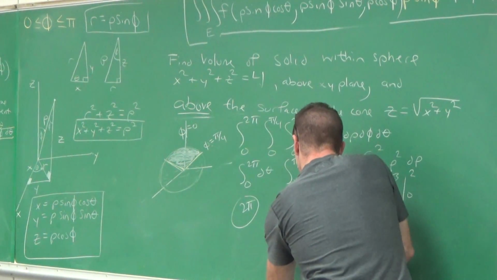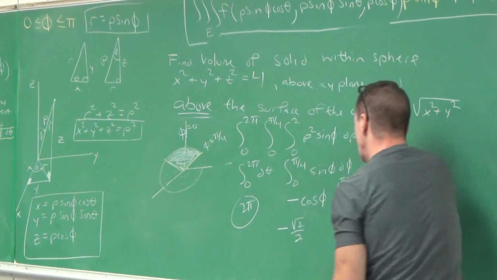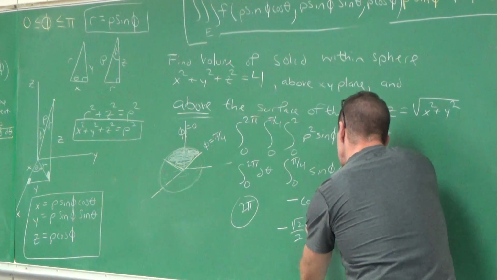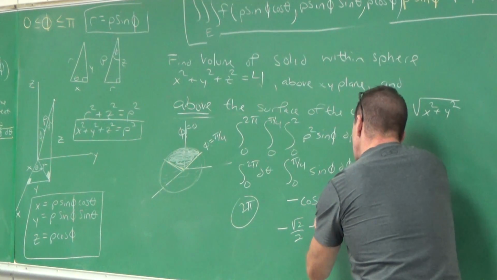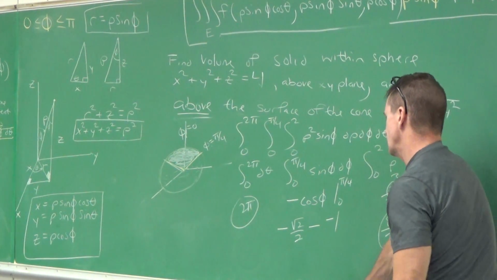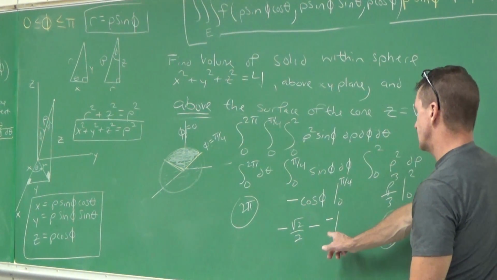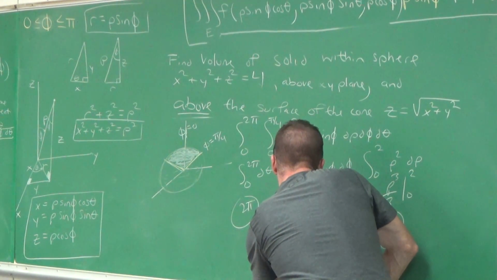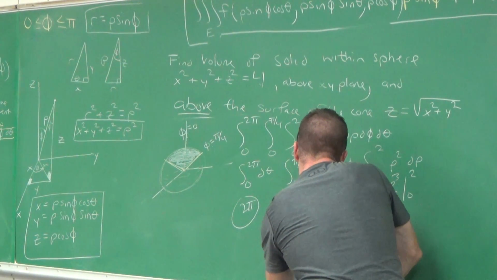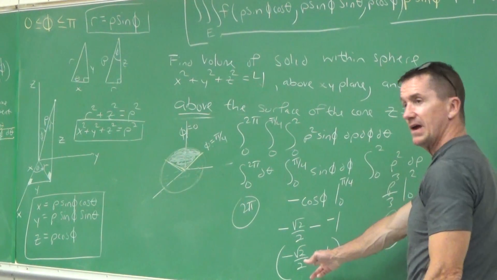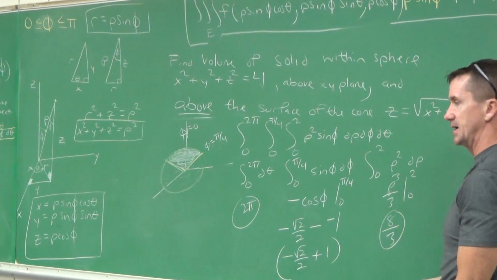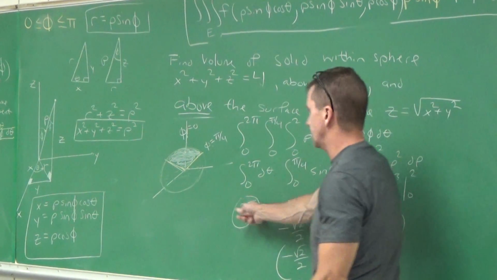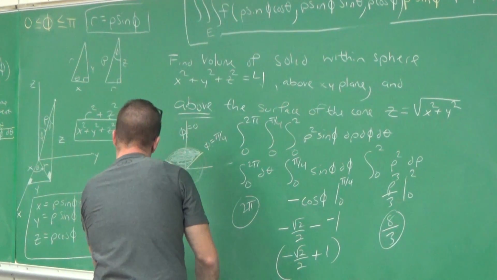I'm going to do negative root 2 over 2, minus negative cosine of 0, which is 1. So what's another way to write that? Plus 1. So negative root 2 over 2 plus 1. I can't simplify that, so I did common denominators. I've got this times that. That's my volume. I'll leave my answer like that.